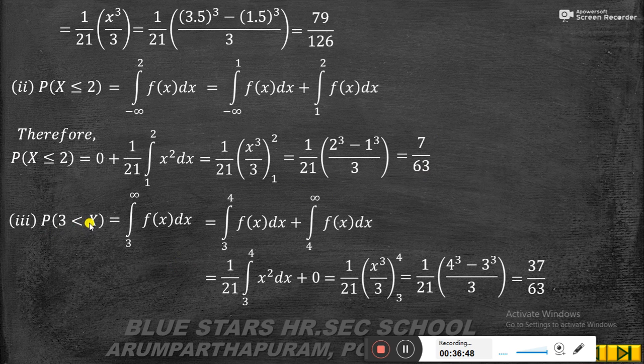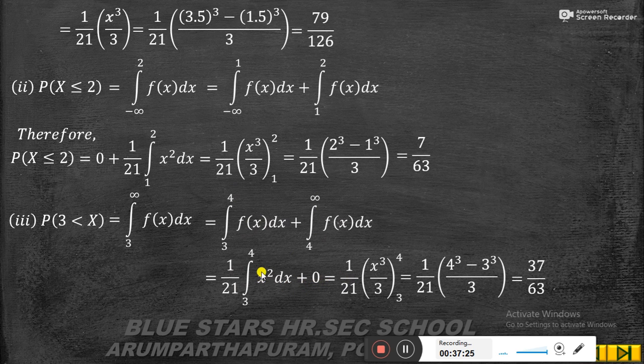Next, the probability of 3 less than x. So 3 less than x means x takes the values above 3, that means 4, 5, 6, and so on up to infinity. So I represent the integral from 3 to infinity of f of x dx. There is a 4 in the interval, so 3 to 4 plus 4 to infinity. For 3 to 4 the function is 0. But for 4 to infinity the function is 1 by 21 x square dx, and that part is 0.